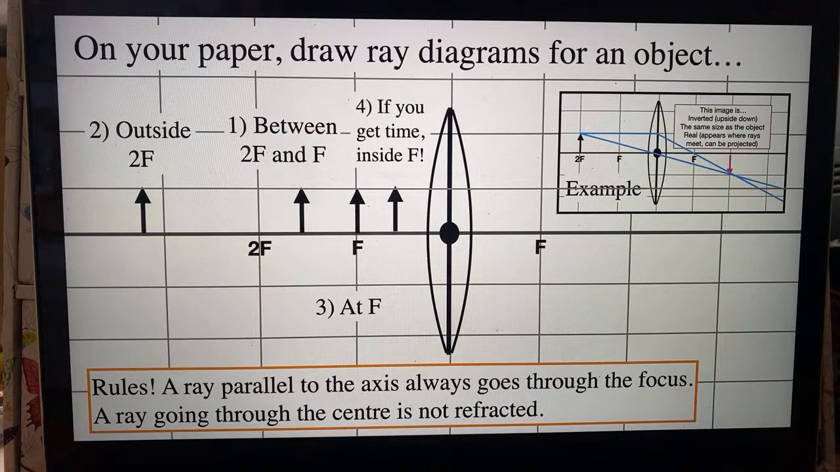So in this one here, we can see my image is upside down, so it's on the other side of the axis. It's the same size as the object, it's just 1 rectangle high. And we're saying that it's real as well, because it could be projected onto a screen. It's where some actual rays of light meet, but that'll mean more to you when we talk about images that aren't real, so don't worry about it too much yet.